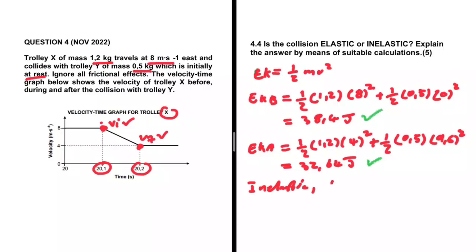And why do we say so? EK before is not equal to EK after, right? If this is the case, then our collision is inelastic. It would be elastic if EK before is equal to EK after. So there we go. This is how we determine whether a collision is elastic or inelastic.